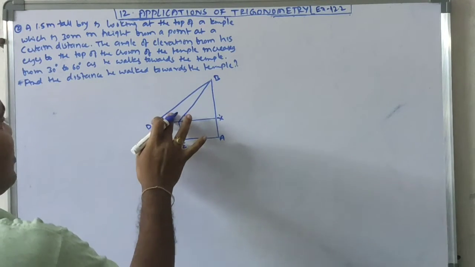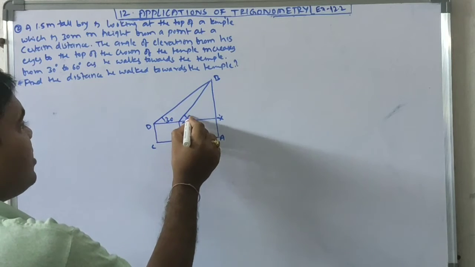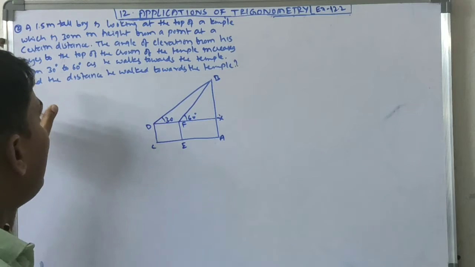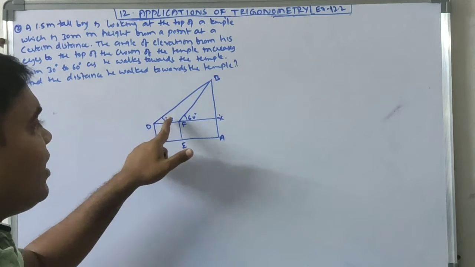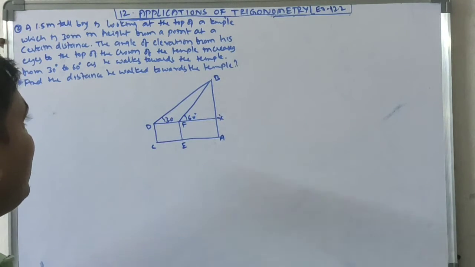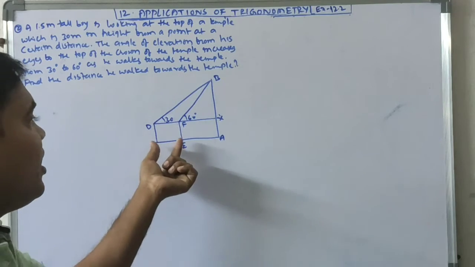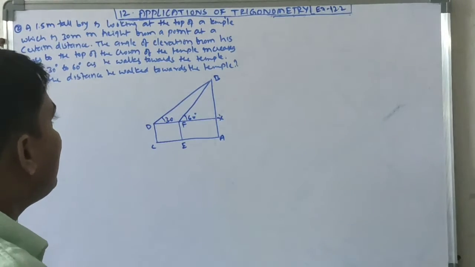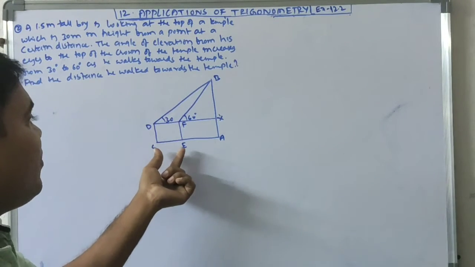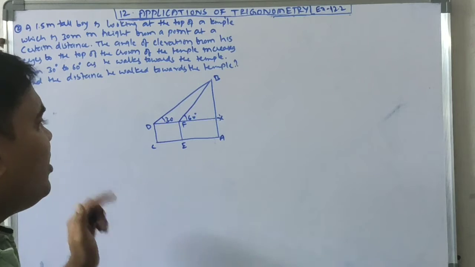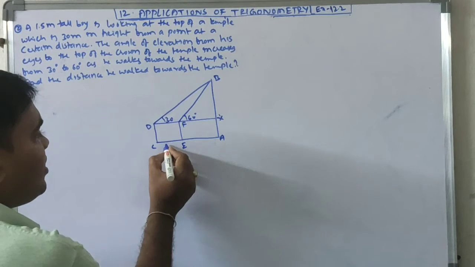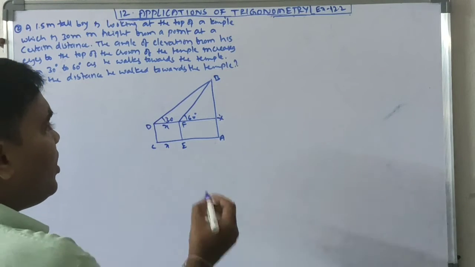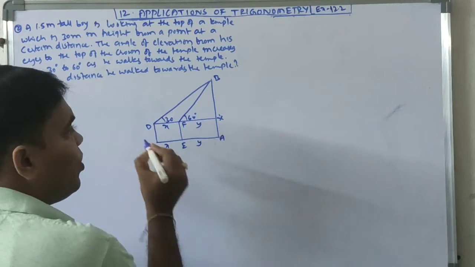So as the person walks some distance, the angle of elevation changes from 30 degrees to 60 degrees. How much distance did he walk? So we need the distance of CE, that is the distance of DF. Let us consider this is equal to x. Automatically this is also equal to x. So this is equal to y. This is also equal to y.